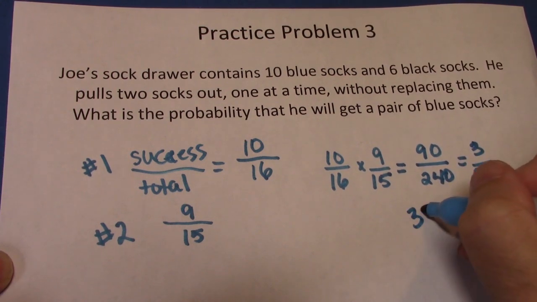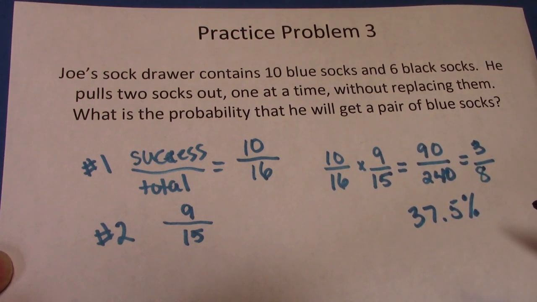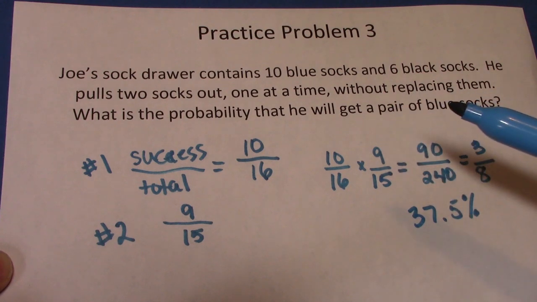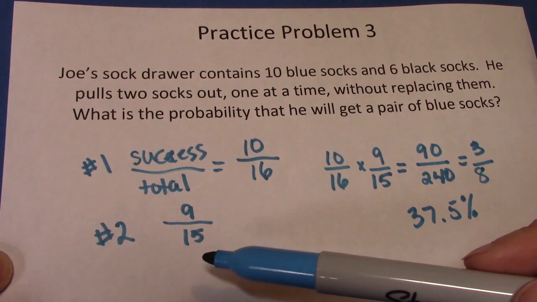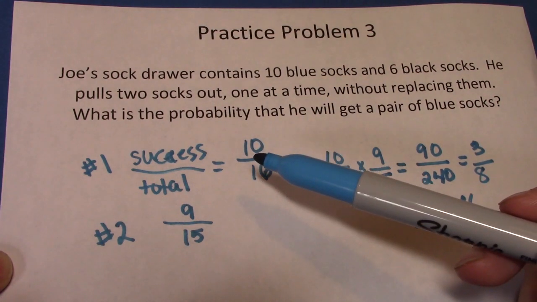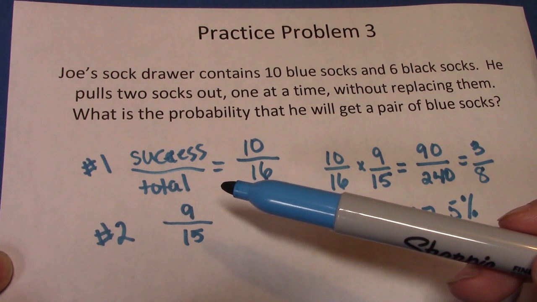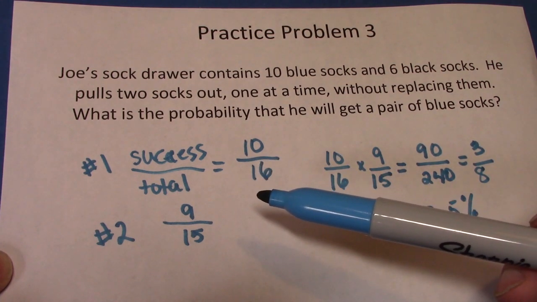It's also 37.5%. One of the important things about this problem is that they were dependent events because we did not replace the socks. That changed the number of socks in the drawer from 16 to 15 and the possible success from 10 to 9. Remember, we have to assume that the first sock that got pulled out was blue, or we would have stopped pulling socks out of the drawer.